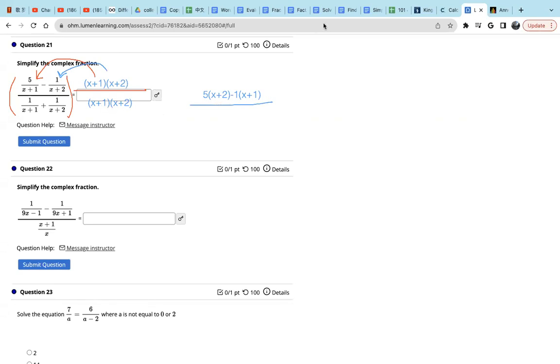Then the denominator, we're going to multiply the least common multiple with this one. Then x plus 1 over x plus 1 becomes 1. So I just have x plus 1 times x plus 2. Then I multiply with this one. Then x plus 2 over x plus 2 is 1. I'm left with 1 times x plus 1. So the denominator, I just have 1 times x plus 1, x plus 2 for the first one, then plus 1 times x plus 1.